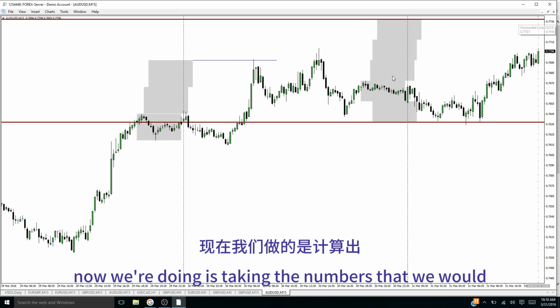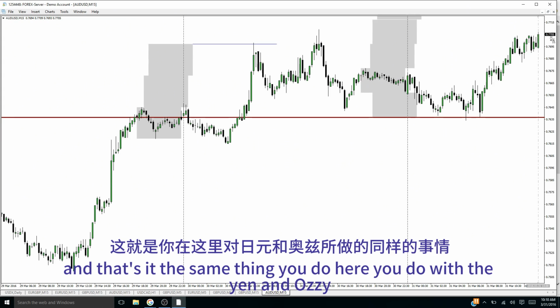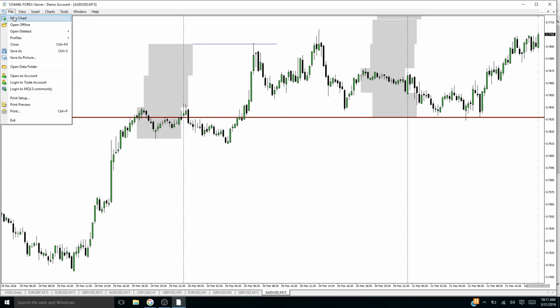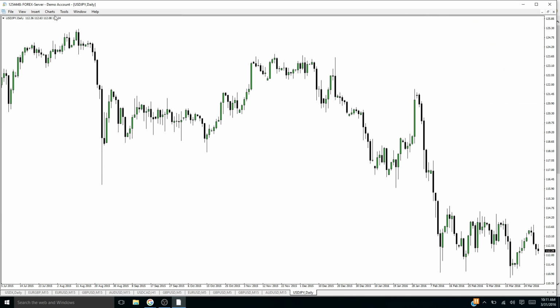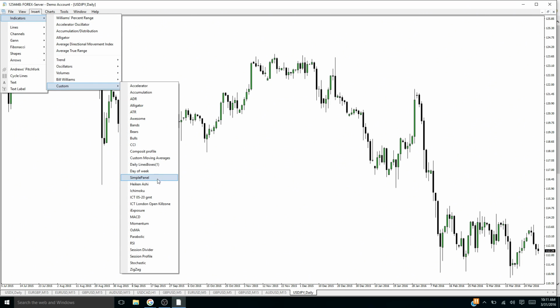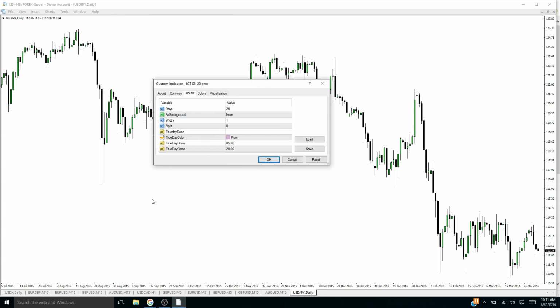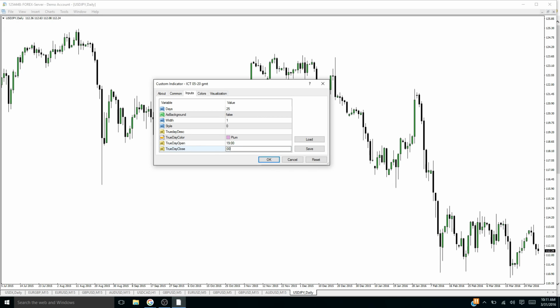And all we're doing is taking the numbers that we would arrive at by the ranges, and then fine tuning it to 5 levels or small round numbers. And that's it. The same thing you do here, you do with the yen and Aussie. My little ones are wanting lunch, so we're going to have to bring this on home now.